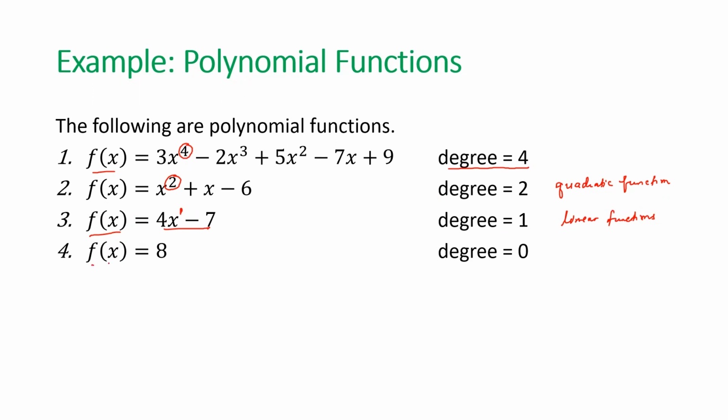And then fourth, we have f of x equals 8. Since this is a constant, this is a polynomial function of degree 0. So polynomial functions of degree 0 are also called the constant functions. These three functions, constant, linear, and quadratic, were discussed in the previous lecture videos. But in this particular discussion, we will be focusing only on polynomial functions having degree that is at least 3.